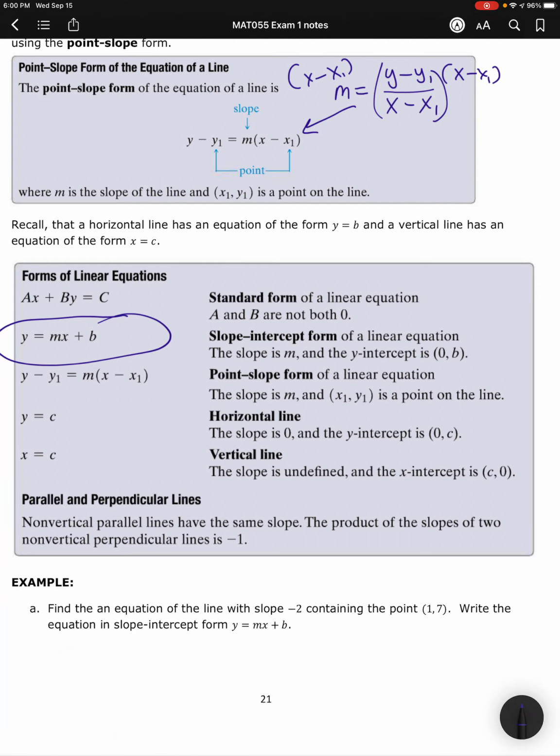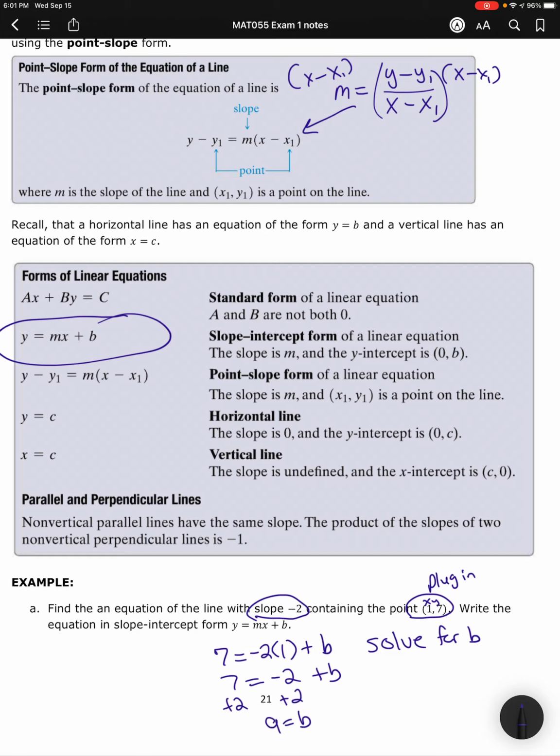All right, so find the equation of a line with a slope of -2, and it has to have this point. So what we want to do is plug that point in. This is an x and this is a y. So that would be 7 equals, then slope is -2, the x value is 1, and the only thing we don't know is b. So we need to solve for b. So that's 7 equals -2 plus b. I add the 2, and I get that my y-intercept is 9. So now I know my equation is y = -2x plus 9.